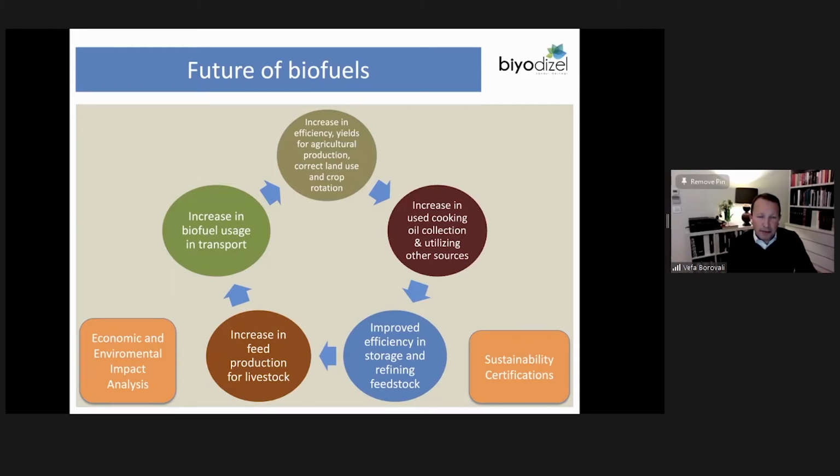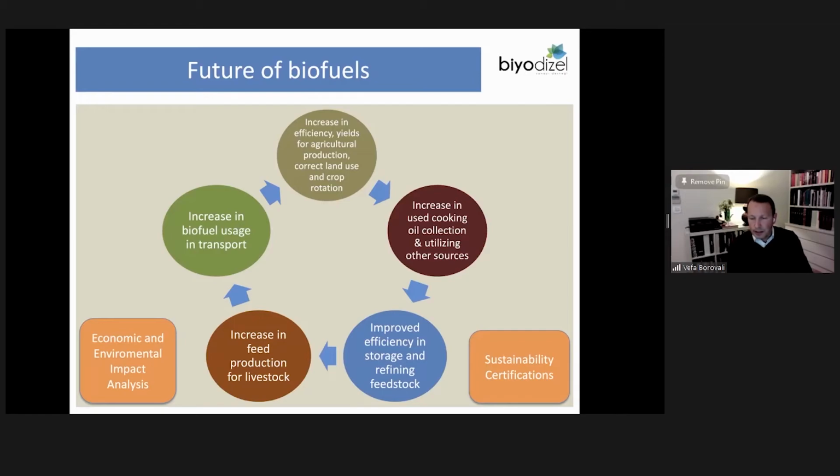I am almost finished. Very briefly, what I believe as the future of biofuels, I think we're going to see some increase in the efficiency, yields for the agriculture production, correct land use, in order to prevent biodiversity issues and so on. And we will have better crop rotation to increase the efficiency and the yields. Of course, we are going to see increase in used cooking oil collecting and utilizing other resources. We will have more efficiency in the storage and refining the feedstock. Definitely the feed production is increasing for the livestock, and finally we will have more biofuel to be used in the transportation. And of course, two important things to support these changes.